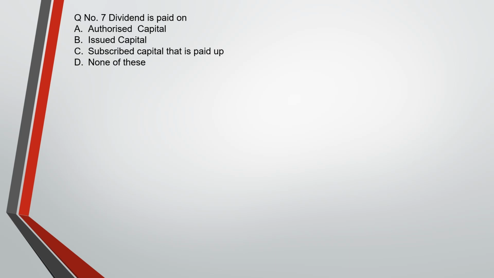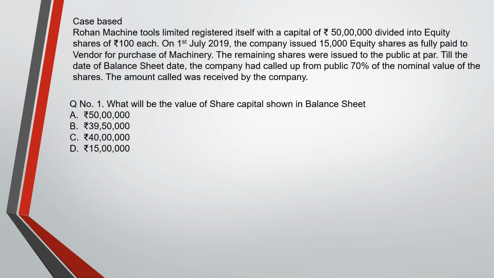Third, subscribed capital that is paid up. Subscribed capital is that portion of the issued capital which has been taken up by the public, and that also which has been paid up, meaning to the extent the shareholders have paid whatever they have subscribed for. So the correct option, on which dividend would be calculated and paid, is the subscribed capital that is paid up. On that, dividend would be calculated and paid to the shareholder. None of these is not an option for us. I hope that is clear. Now moving on, we'll do this case-based question.